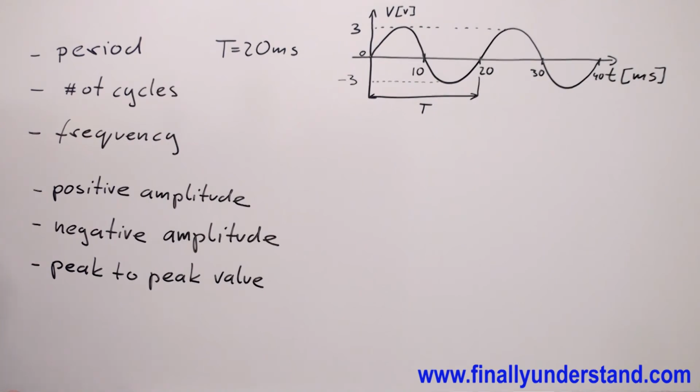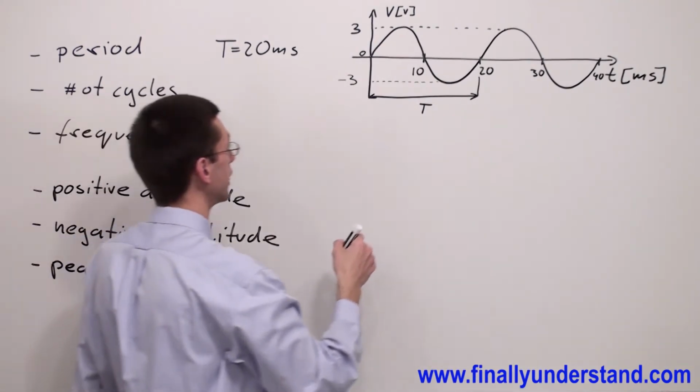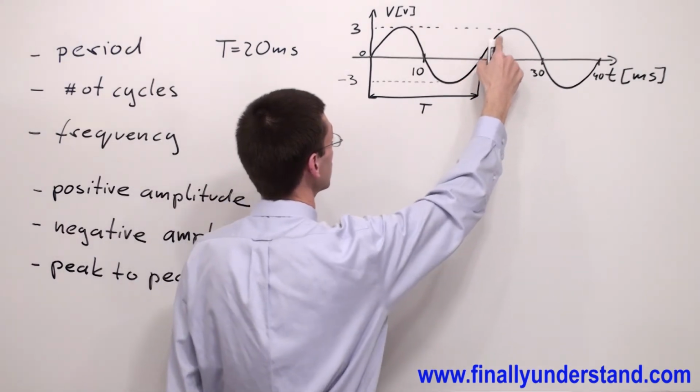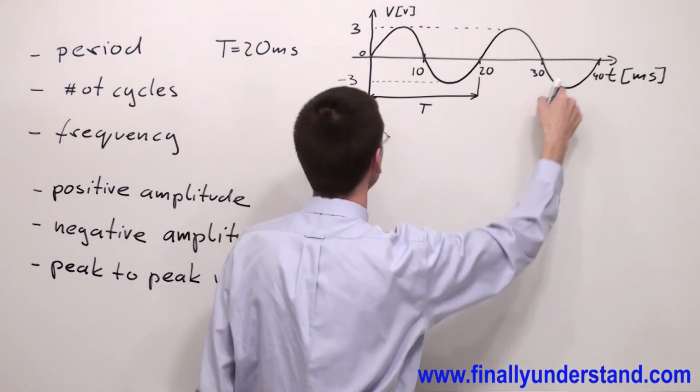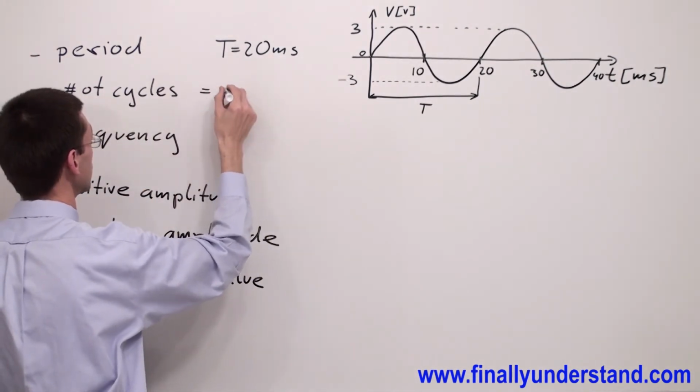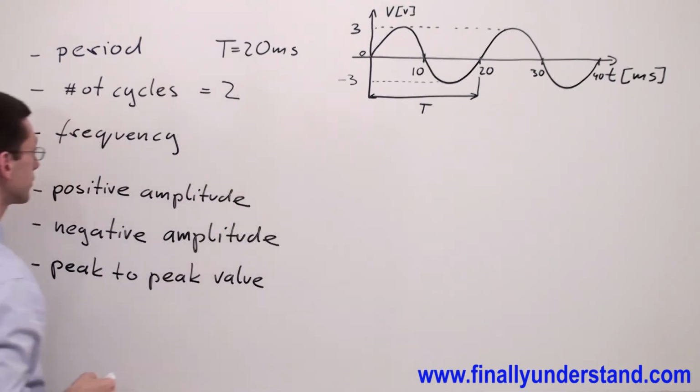Next, we have to find the number of cycles. How many cycles do we have? This is one full cycle, and this is the second cycle. So I have 2 cycles. Number of cycles is equal to 2.